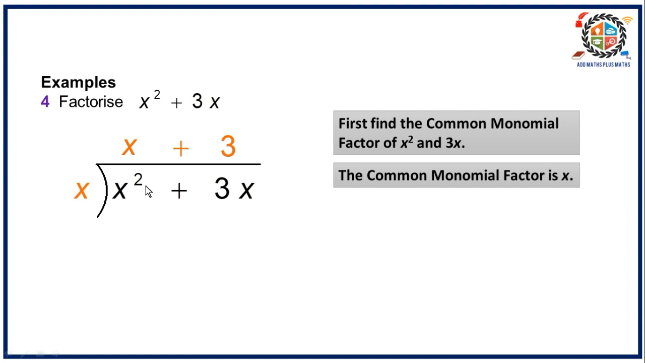Remember your laws of exponents. If you don't know your laws of exponents yet, I will put a card above so that you will know more about them. Why is it that x squared divided by x is x? Just to answer your question, this x plus 3 will be inside of the bracket, and this x will be outside of the bracket. So x squared plus 3x is equivalent to x times the quantity of x plus 3.